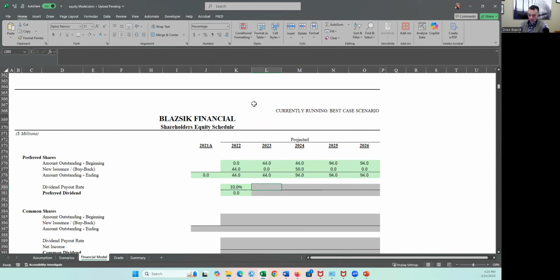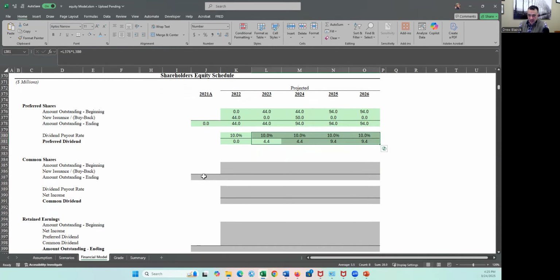One thing I always forget is to bring in that percentage, or it's going to be a zero. So, okay, go across, Control R. We got the preferred stock all solved.